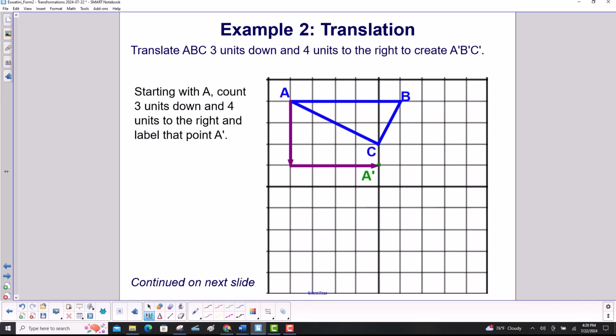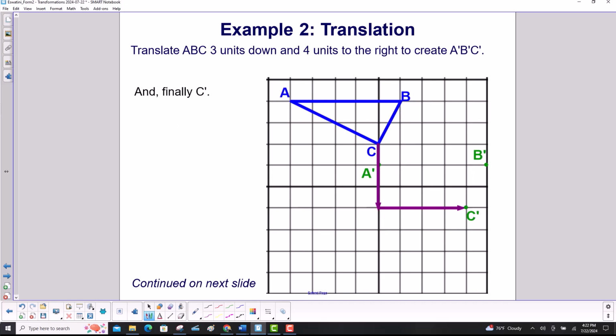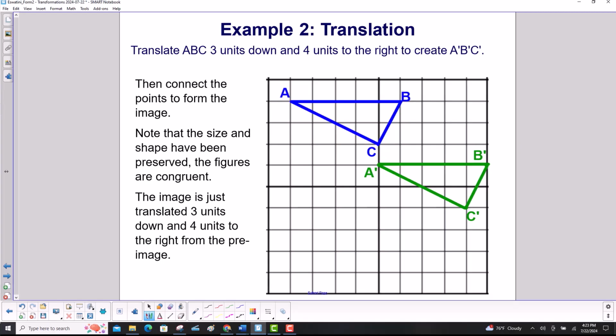Starting with A, count 3 units down, 1, 2, 3, and then 4 units to the right, 1, 2, 3, 4, and that's where A prime is. Repeat with the other 2 points, labeling location B prime now. We start at B, go down 3 steps, 1, 2, 3, and 4 to the right, 1, 2, 3, 4, and here is B prime. And finally C prime. We go 1, 2, 3 units down, 1, 2, 3, 4 units to the right, and there's C prime. Then connect the points to form the image.